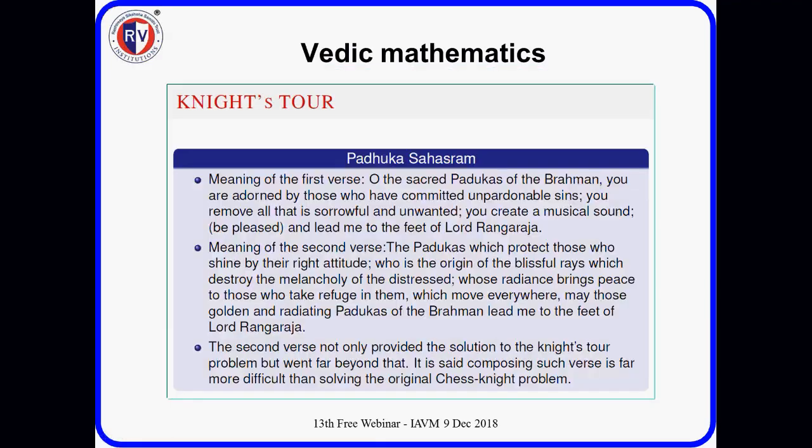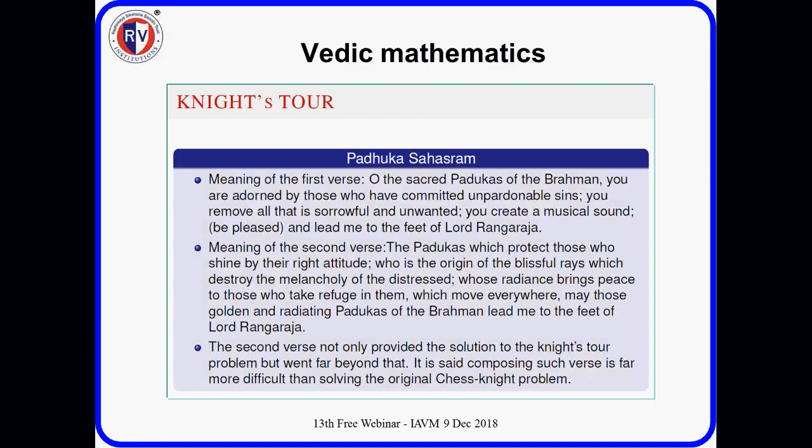The meaning of the first verse is, both of them give the meaning, it is a prayer to his God. O the sacred Padukas, that is the feet of Brahman, you are adorned by those who have committed unpardonable sins. You remove all that is sorrowful and unwanted. You create a musical sound and lead me to the feet of Lord Rangaraja. This is the meaning of the first shloka here.